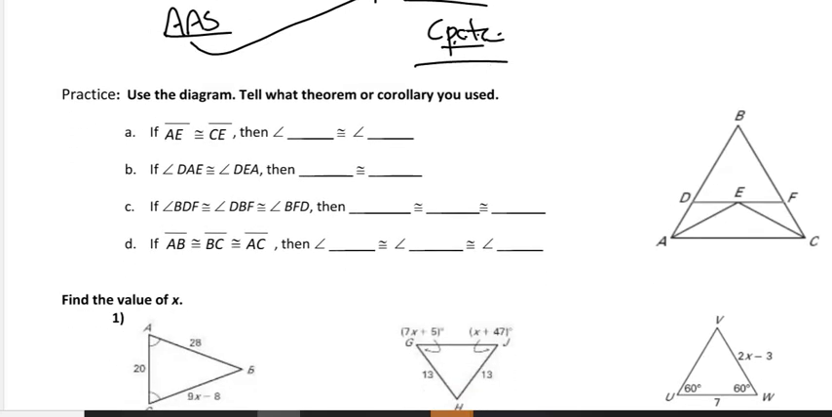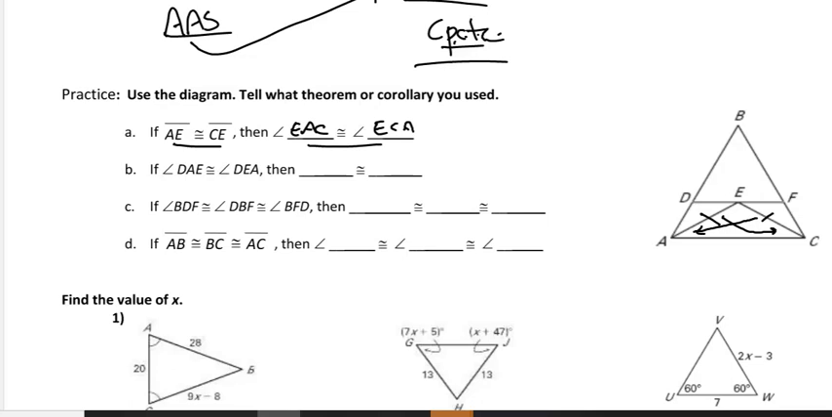So let's go ahead and look at some of these. So this is giving us information. It's saying, what do you know given this information? If we knew that AE was congruent to CE, then what are the angles that are going to be congruent? We know those ones are congruent. So we know angle EAC must be congruent to ECA. Since the sides are congruent, the angles are congruent.